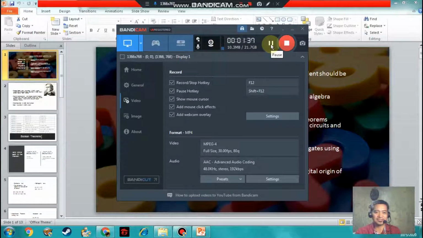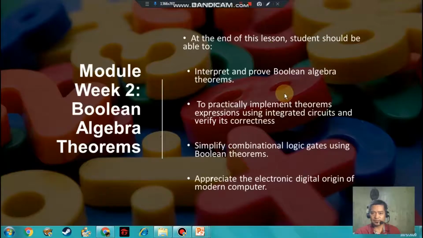Let's move. Module 2, Part 1. At the end of this lesson, the students should be able to interpret and prove the Boolean theorems. We will go back to algebra, because of the mathematical reasoning behind these theorems. We need to prove them. That is why discrete math is usually mathematical reasoning. So we included these Boolean theorems so we can prove them.